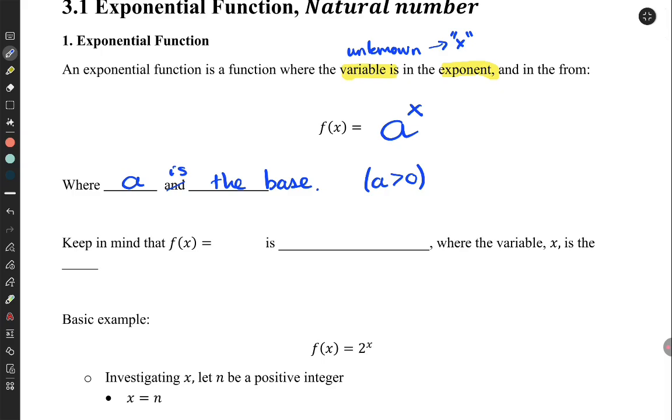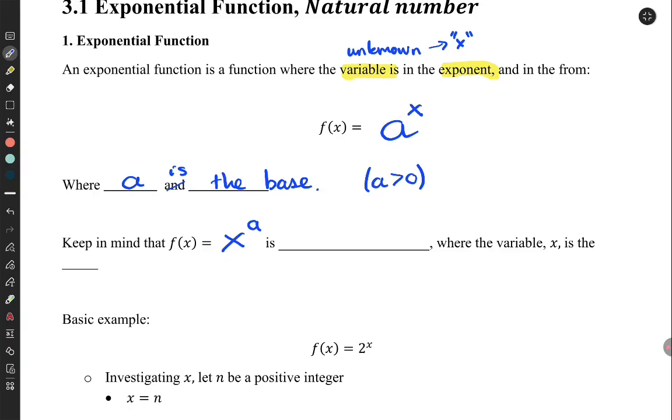Keep in mind that this function, x to the power a, is different from a to the power x. Clearly, right? What do we call x to the power a? We just learned that a to the power x is exponential. I want to show you the difference, keep in mind that this one is different from that one.